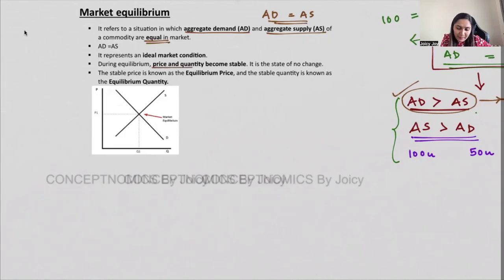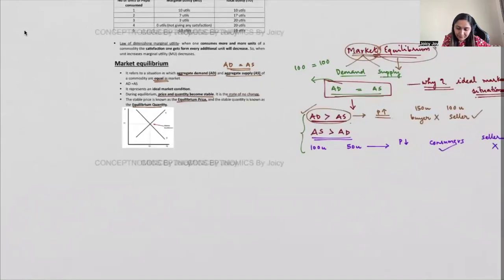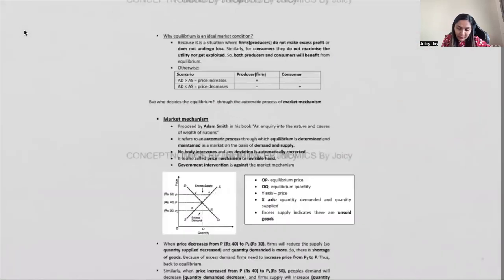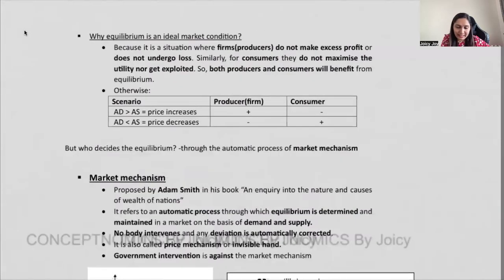During equilibrium, price and quantity become stable. It is the stage of no change. The stable price is called the equilibrium price, and the quantity is called the equilibrium quantity. And we have already explained why it is an ideal market situation. The same explanation is given here. I'll just read it out for you.